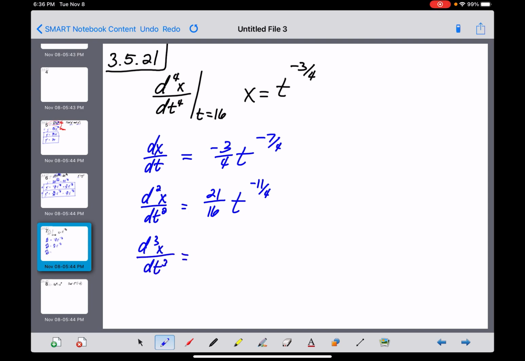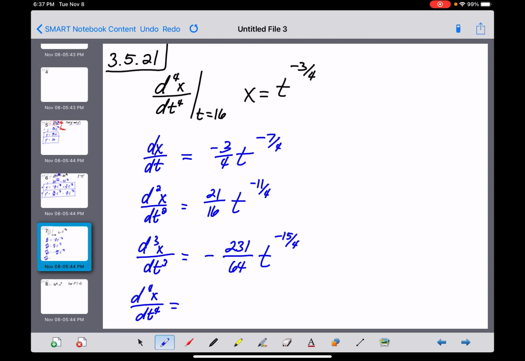All right, negative 11/4 times that 21 right there is going to be a negative, let's see, 21 times 11. I think I know that one off the top of my head. Let's see, that would be 20 times 11 would be 220, and another 11 I think is 231. I should probably double check that. And the 16 times the 4 on the bottom is going to get you a 64. Here's a t, and now minus 4/4 again. We're going to be at a minus 15/4 right there. And our fourth derivative now, d4x over dt4.